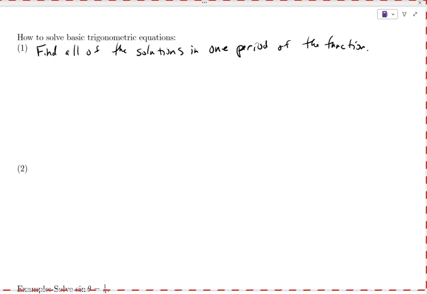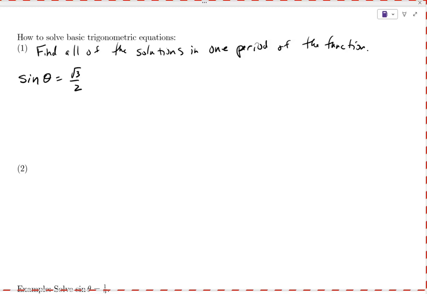So for sine, for cosine, for secant, and for cosecant, what was the period? How long did it take for it to start repeating? 2 pi, right? So the period is 2 pi for all 4 of those functions, correct? For tangent and cotangent, the period is pi. So that's going to be our first goal, is to figure out all of the solutions in one period. So let's go back to the sine of theta equals root 3 over 2.